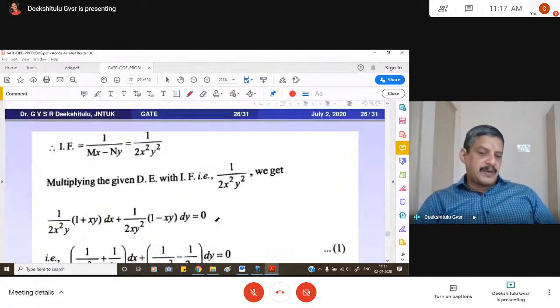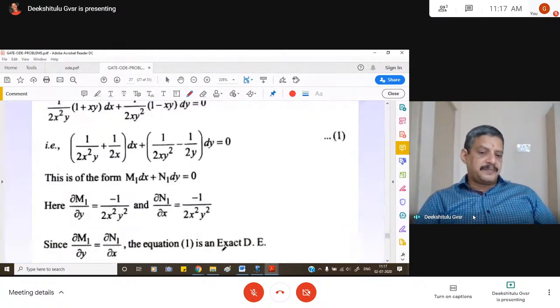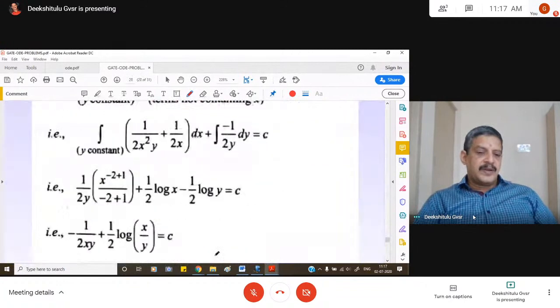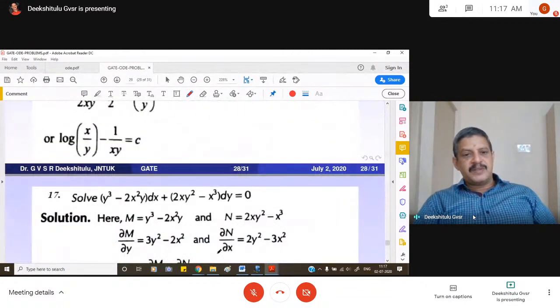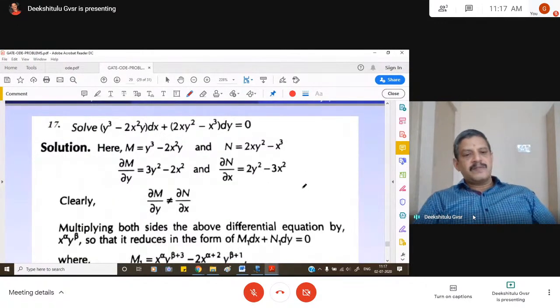So do practice the problems. That is always better. And we don't have any other shortcut method for these problems. We have to go through it completely. So another one is, here also, y cube minus 2x square y dx plus 2x y square minus x cube dy. M is so and so, N is so and so.